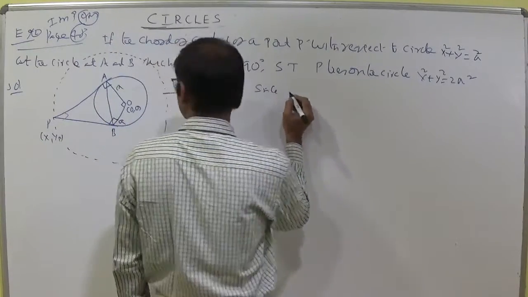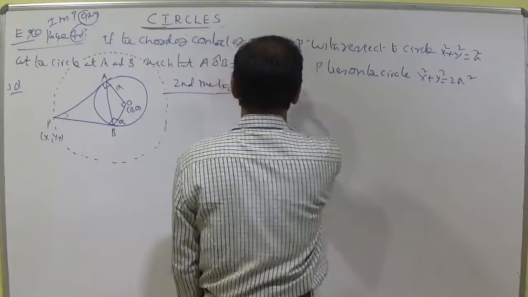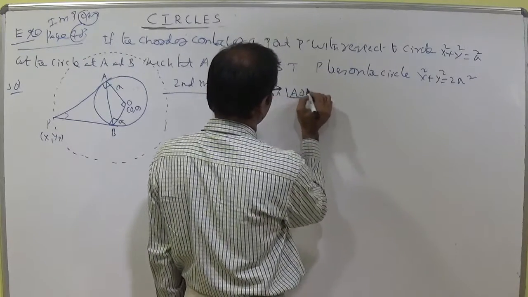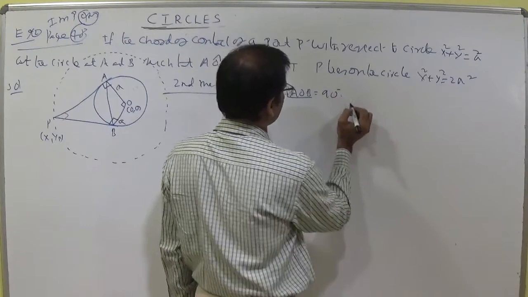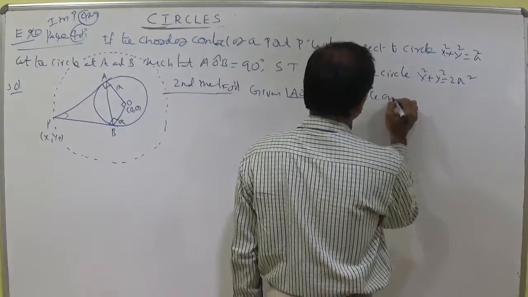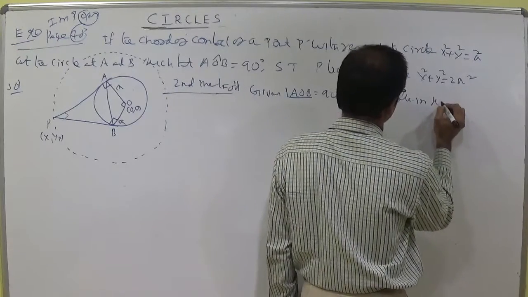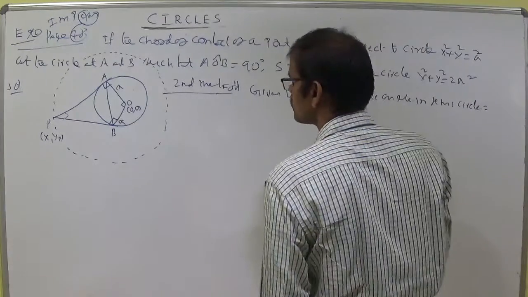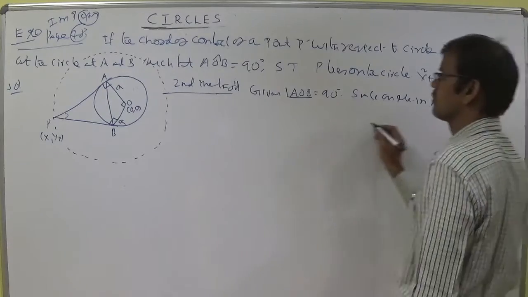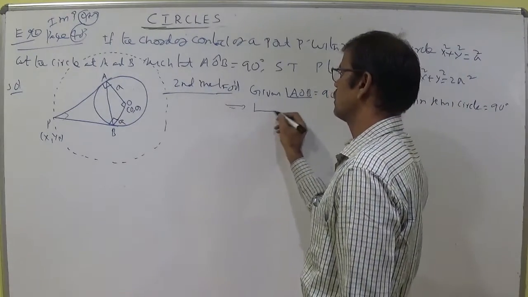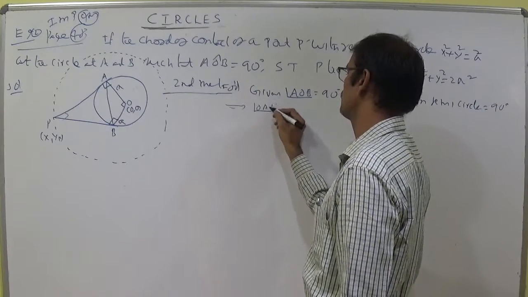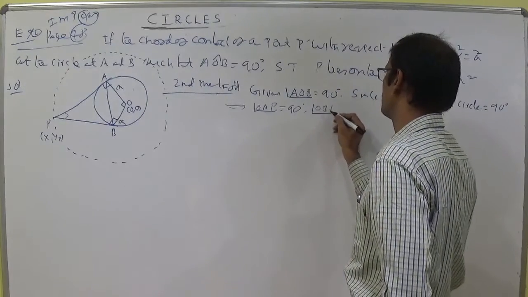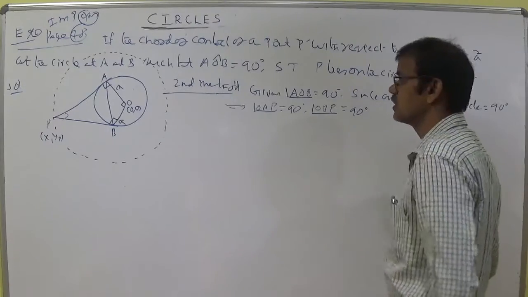Given angle AOB equal to 90 degrees. Since the angle in a semicircle is equal to 90 degrees, that implies angle OAP is equal to 90 degrees, and angle OBP is equal to 90 degrees.